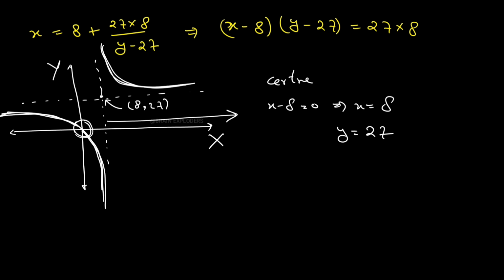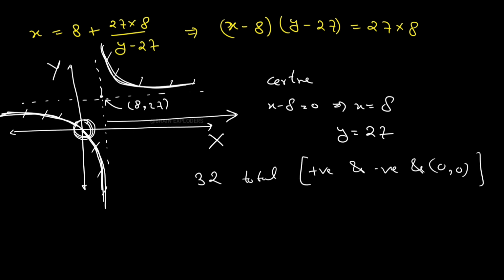Or you can see that the solutions which are lying on this part are equal to the solutions which are lying on this part if we are including this 0, 0 also. Means we were getting 32 total solutions including positive and negative and 0, 0, right? 32 we have. So if we take half of this, then we will get the solutions which are completely lying in the first quadrant. Means we have 16 positive integral solutions. And this is the final answer.